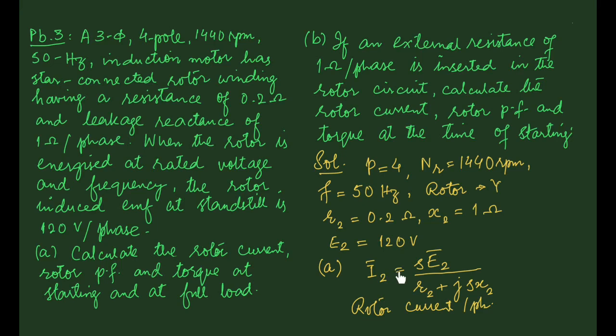I2, the rotor current as we know, is given by S E2 divided by R2 plus j S times X2, because for any value of slip the rotor induced EMF per phase is S times E2, and it acts on a rotor circuit whose resistance per phase is R2 and the reactance per phase under running conditions will be S times X2, as has been said previously. So this is the rotor current per phase.